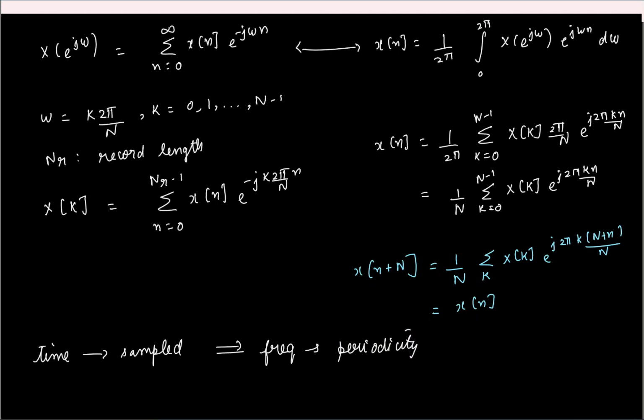So now what we are doing is sampling in the frequency domain, because we are basically taking samples of the discrete time Fourier transform at these frequency points k 2 pi by N. So sampling is happening in the frequency domain, and you do expect some periodicity in the time domain. That's what is happening.